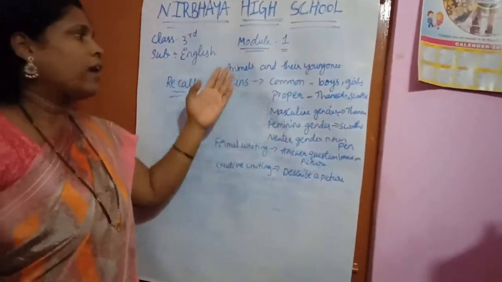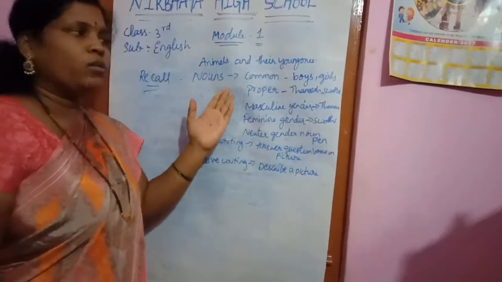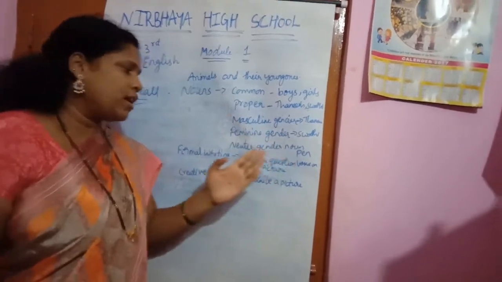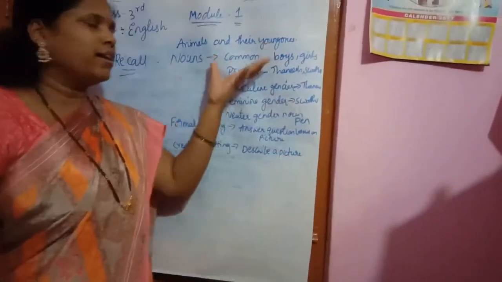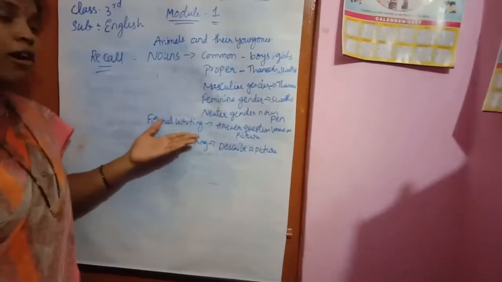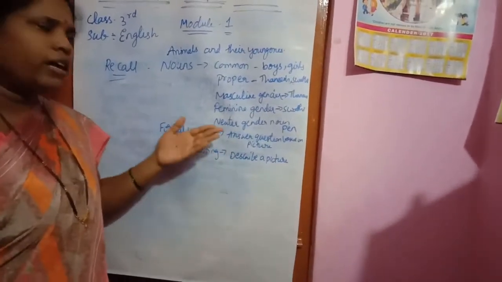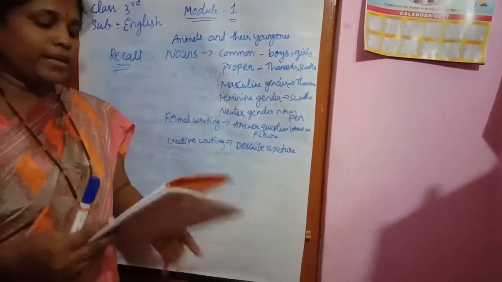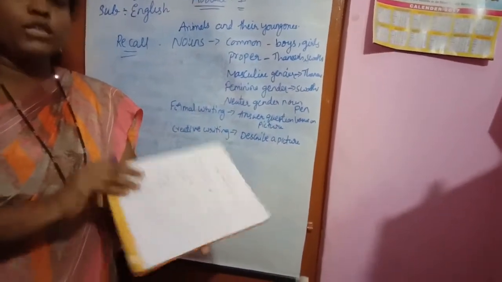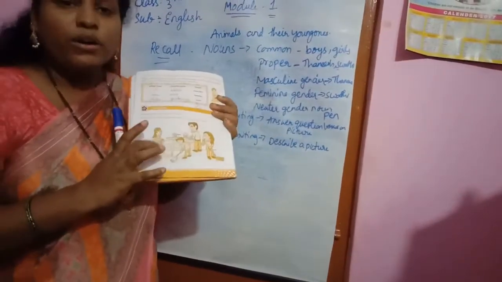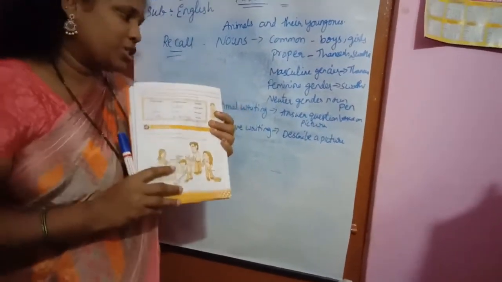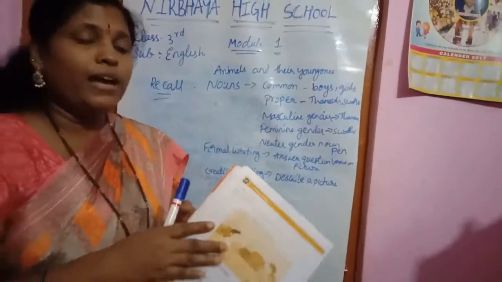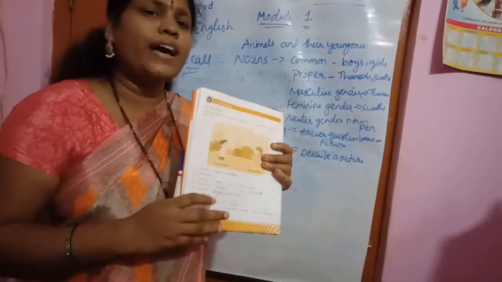What have we learned? Animals and their young ones. Nouns: common noun, proper noun, masculine gender noun, feminine gender noun and neuter gender noun. And we have learned formal writing and creative writing. In formal writing, by seeing the picture, we have answered the questions. In creative writing, by seeing the picture, we have completed the sentences.